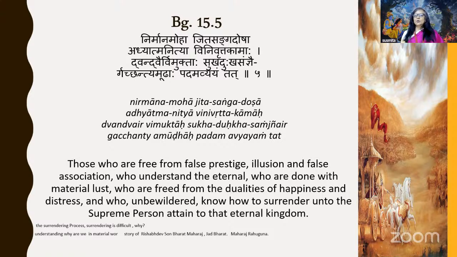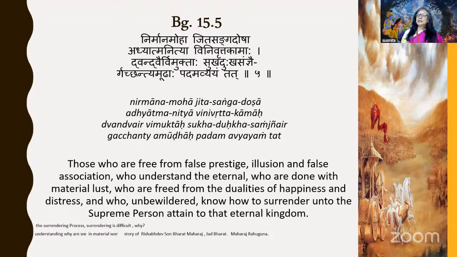Krishna says, Nirmana moha jita sanga dosha, adhyatma nitya vinivritta kama, dvandvair vimukta sukha duhkha samjnair, gacchanty amudhah padam avyayam tat. Krishna says that the characteristics of such a person who can actually reach the spiritual world is nirmana. Nirmana means they have no affection for honor, not looking for honor. Moha, they don't have any illusion. They don't want any honor. Jita means they have won over. What have they won over? Sanga dosha. They have won over the attachment to all the material things.